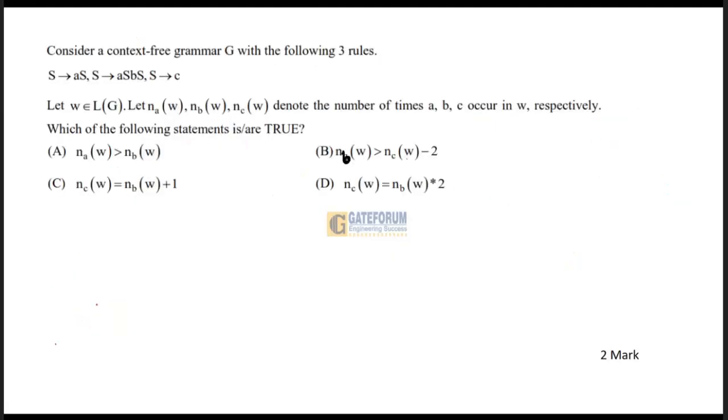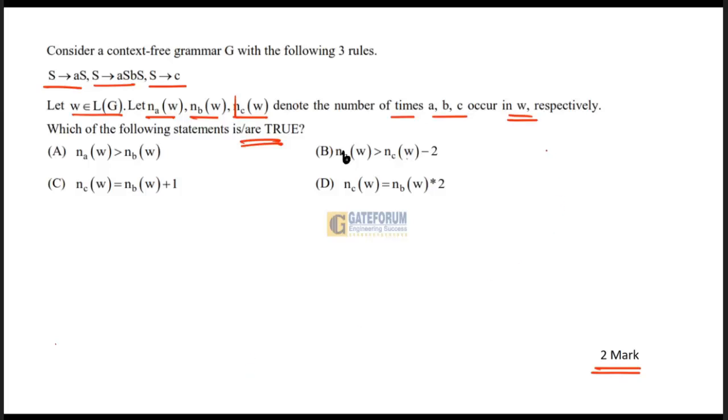The following question was asked in theory of computation from context free grammar, and the question was asked for 2 marks. The question is as follows: S derives AS, S derives ASBS, and S derives C. Let W belong to L of G. Let NAW, NBW, and NCW denote the number of times A, B, and C occur in W respectively. Then which of the following statements is or are true? Correct? To answer this question, we need to derive the tree-like structure, and based on that we need to analyze it.